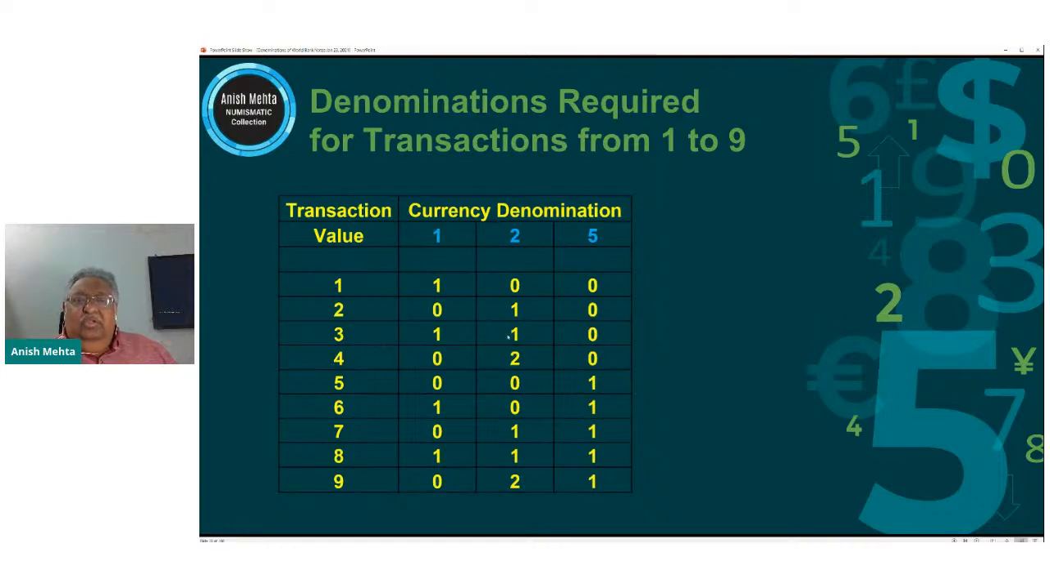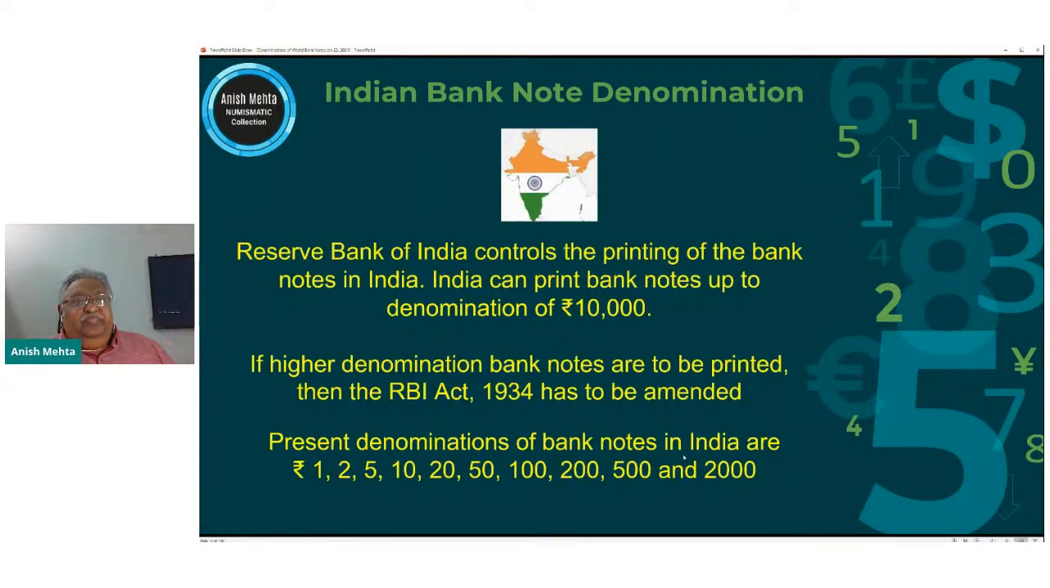For four, you will have two of denomination two. For five, of course, you have one of five. Accordingly, if you see nine, you can have one of five and two of two. So if you take currencies of one, two, and five in those proportions, you literally cover all your transactions very easily. You don't need other denomination notes to be in your portfolio.